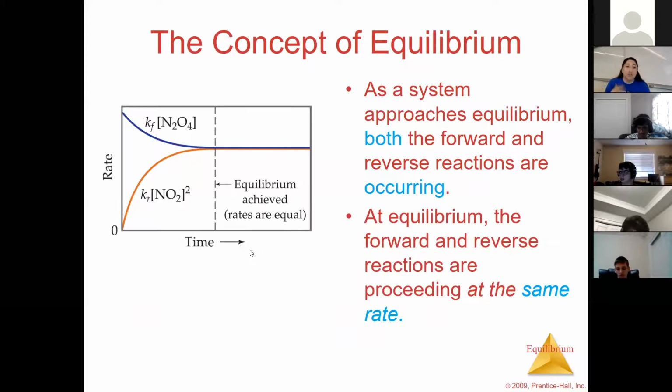Dynamic meaning it's still moving. This is still moving forward and they're happening at the same speed. Doesn't mean the same quantity. Doesn't mean the same concentration. That's not what's on the axis here. Just that it's the same speed. The next graph, though, we're going to look at when we bring in concentration.